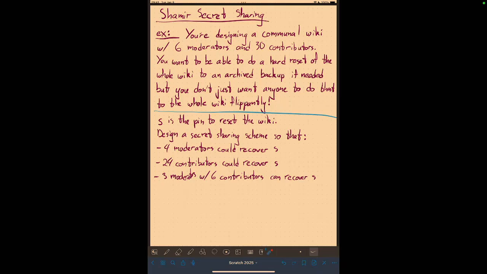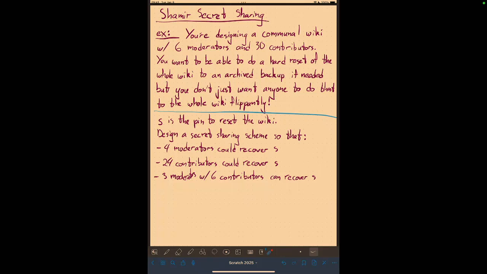So here's a new example. You're designing a communal wiki and you have 6 moderators and 30 contributors, and you want to be able to do a hard reset to a previous archive point of the wiki if things go terribly, terribly wrong. But you don't want anyone to just hard reset your wiki. That'd be a bummer. You want that to be a group communal decision. So now we want to design a scheme so that 4 moderators can recover S, or 24 contributors can come together and share their secrets to recover S, or 3 moderators with 6 contributors.